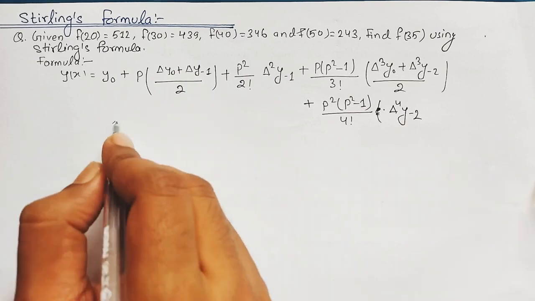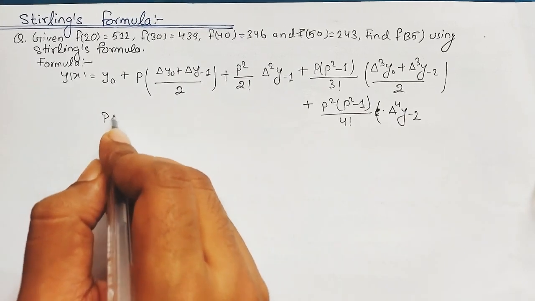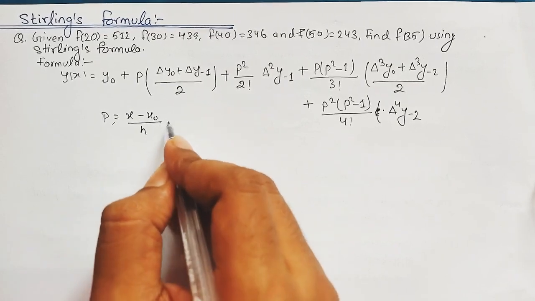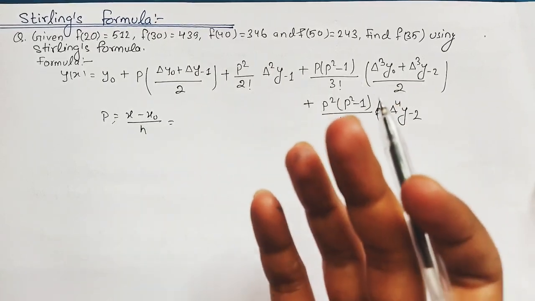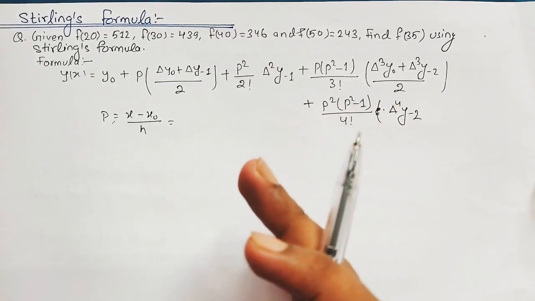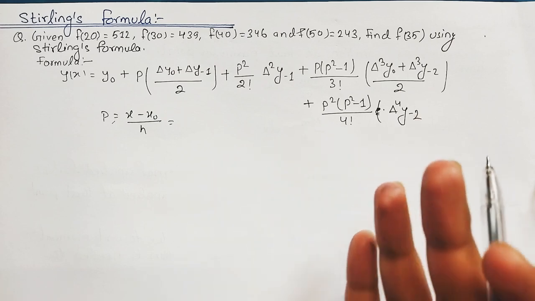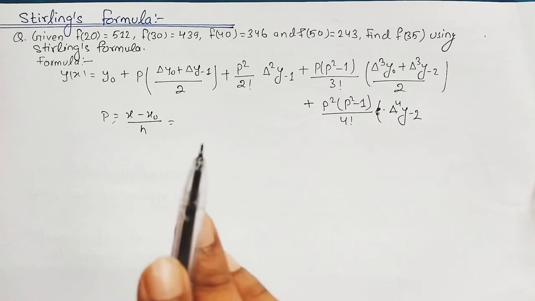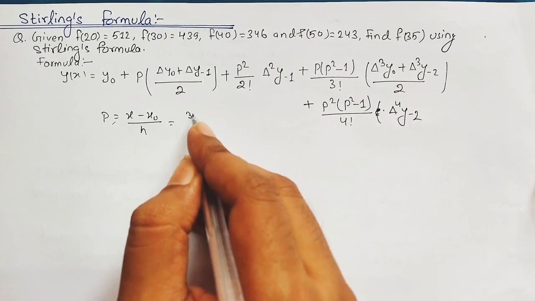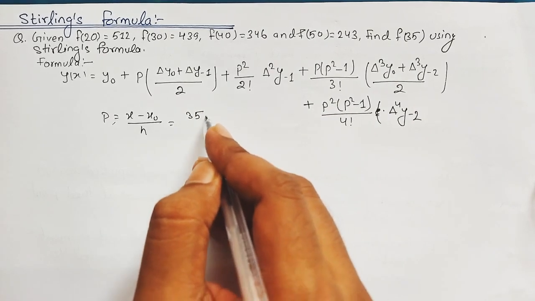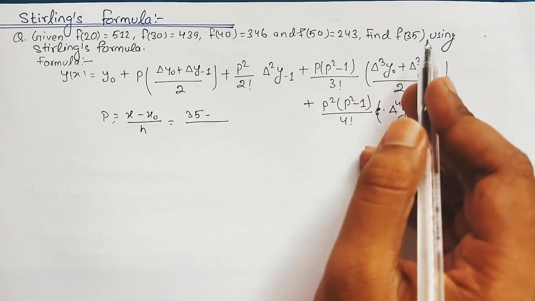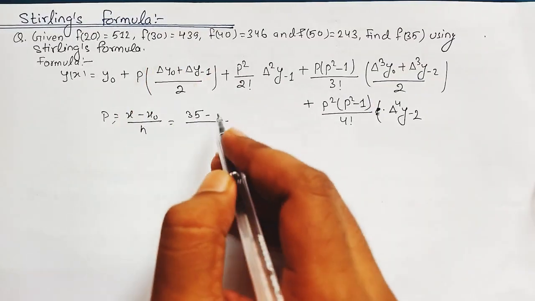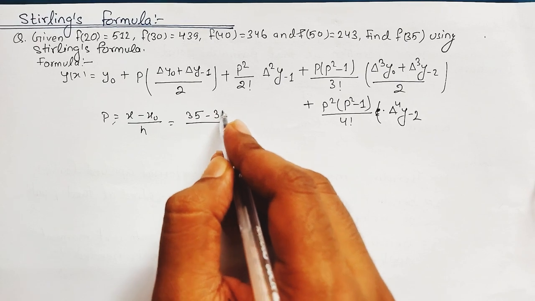Before that, we need to know what p is. p is equal to x minus x naught upon h. Now what is x? It is the value we are asked to find, and we are provided with f35, so here 35 is our x. Then x naught: 35 is lying between 30 and 40, so I am going to take 30 as x naught. So here we have 30.